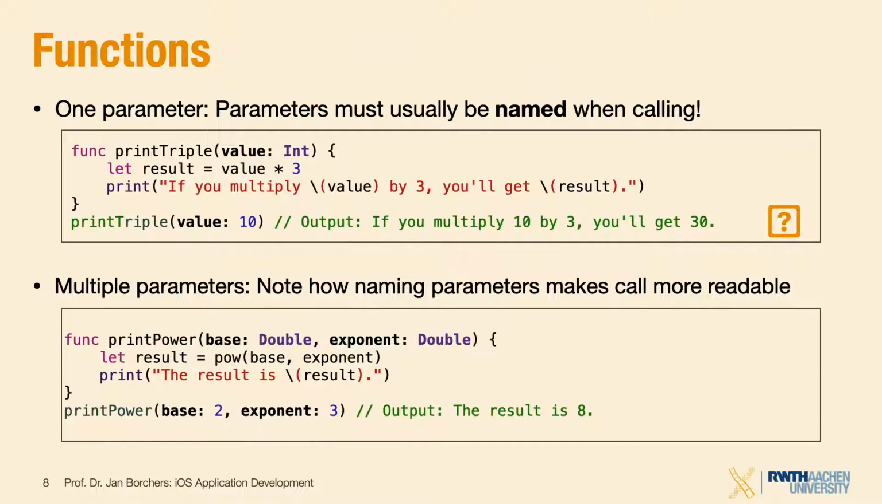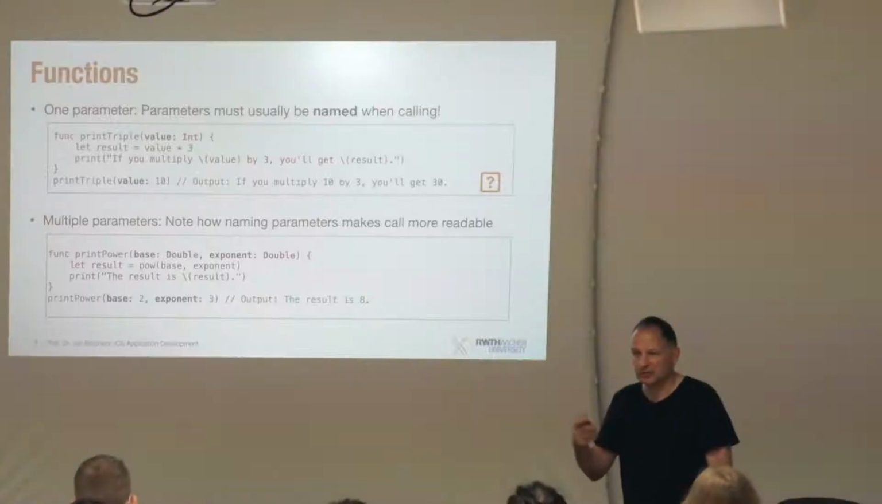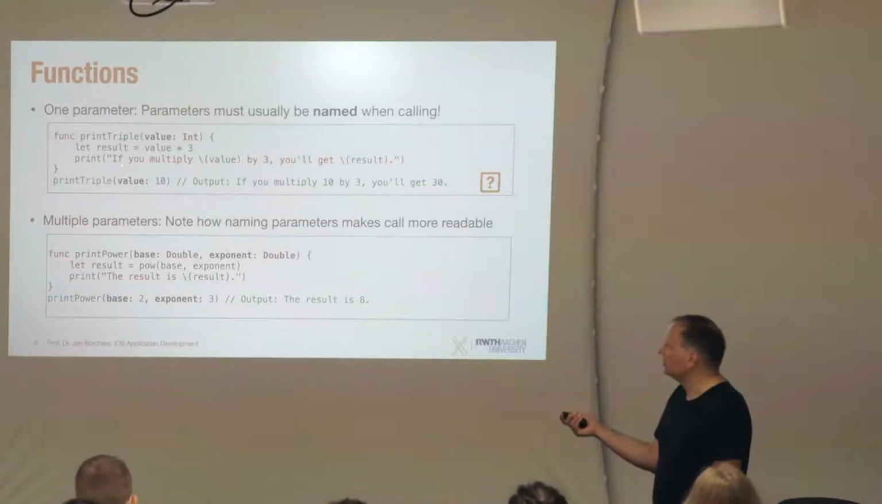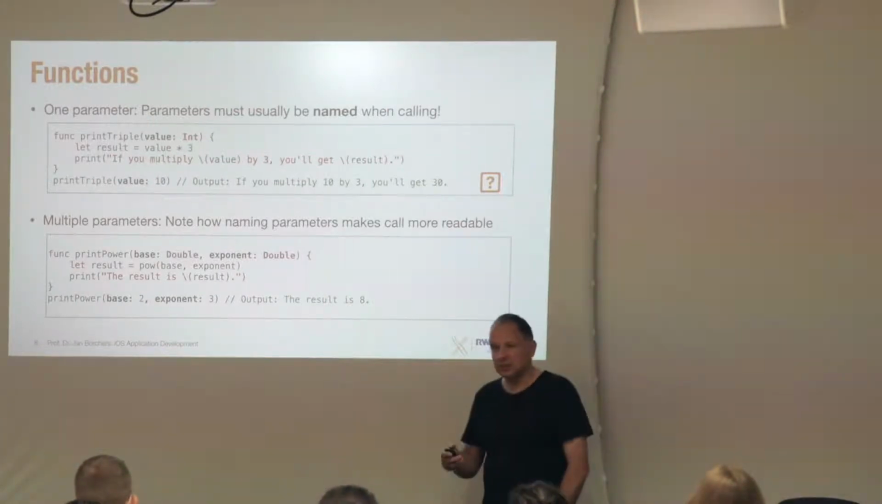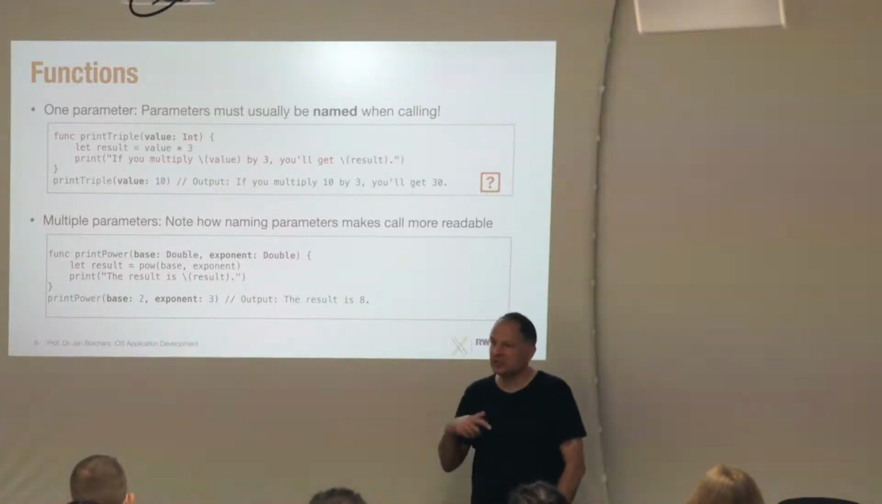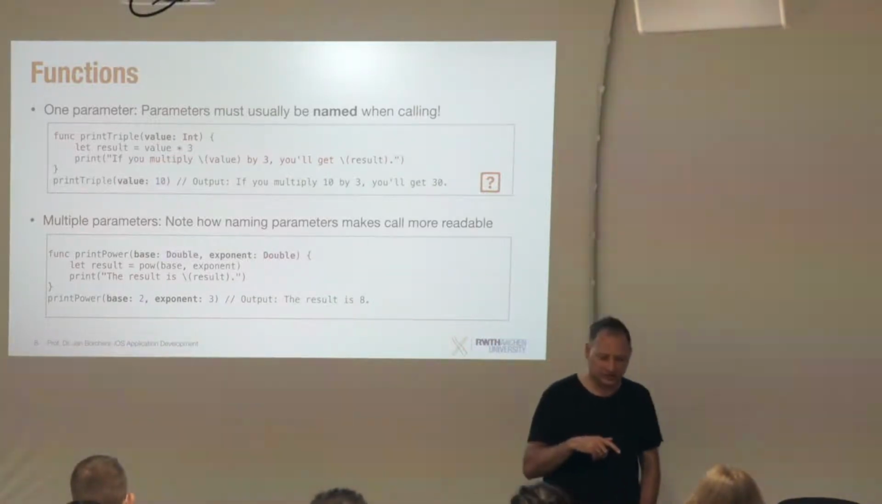Now, this is not exciting, but what's exciting is this call, right? Look at this call. It says print triple, and not just 10, as you would be used to from Java or something like this, right? It actually says print triple value colon 10. So we actually need to name the parameter again when we call the function. You must say, huh? That's a lot of writing. Why would I do this? There's actually a couple of really good reasons why this makes sense.